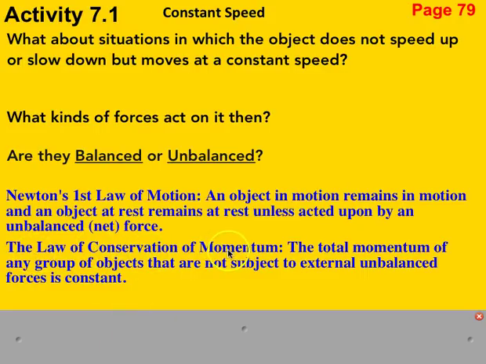Well, the law of conservation of momentum: the total momentum of any group of objects that are not subjected to external unbalanced forces is constant. So things that are in motion will remain in motion if the forces are balanced. It'll remain at a constant speed. If it's slowing down, yes, it's still in motion, but then you have unbalanced forces acting on it, because we talked about that in part 1, where it would be slowing down or speeding up. But if it's a constant speed, it'll remain at a constant speed unless acted upon by unbalanced forces.